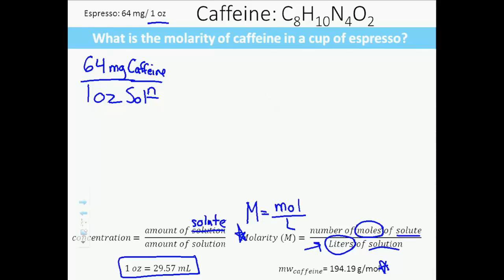But notice, regardless, on the top you have mass of a solute, on the bottom you have volume of a solution. Ounces is a volume, so is liters. So we can make the conversions by simply converting one unit into another. So to start out with, let's look at the top part of this equation first. Right now we've got 64 milligrams of caffeine. We need to get that into molarity. So first off, let's convert from milligrams to grams.